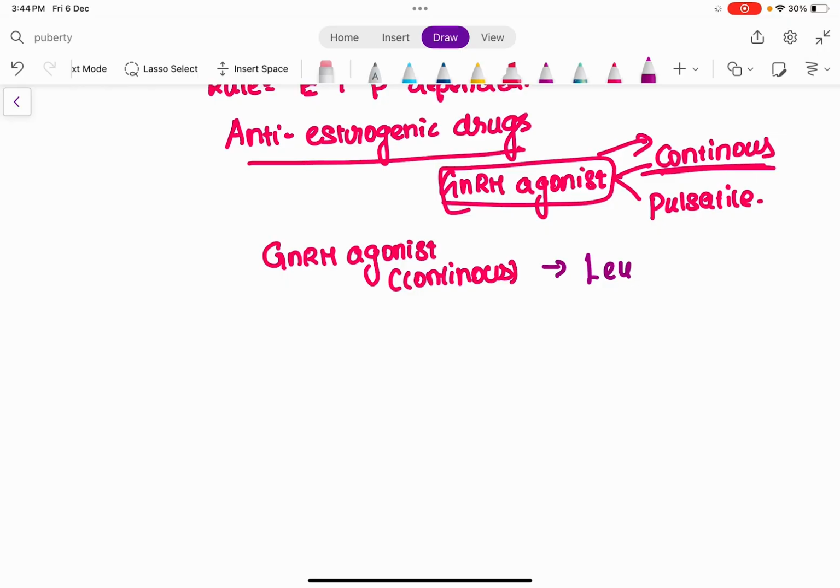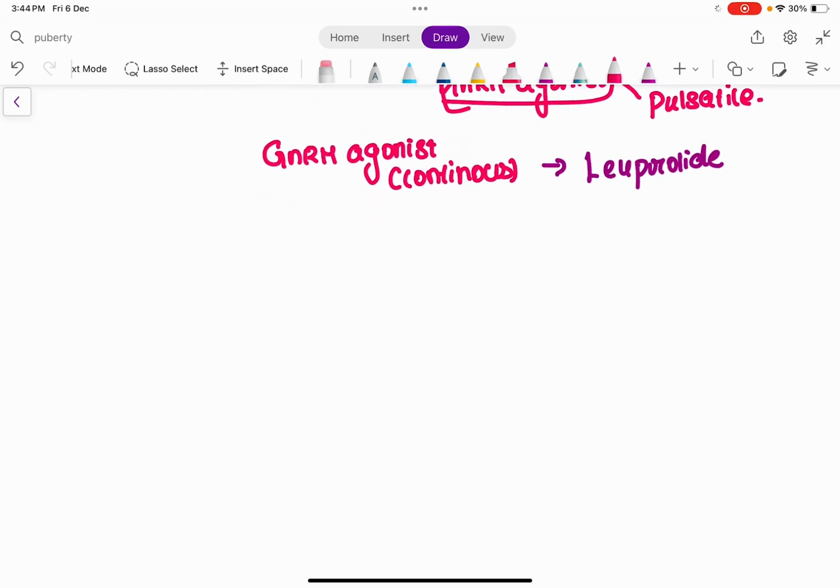Now what is the drug GnRH agonist? It is leuprolide. For examination purposes, you need to learn the terms as well, okay? At the same time, you can give a GnRH antagonist. Antagonists are inhibitory drugs, GnRH agonists are excitatory drugs, but an agonist, if given in a continuous manner, acts like an inhibitory drug. So the GnRH antagonist we know is elagolix. Good.